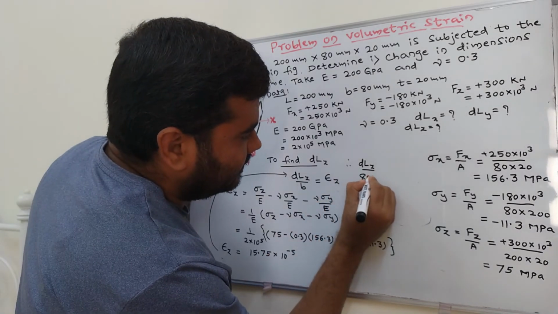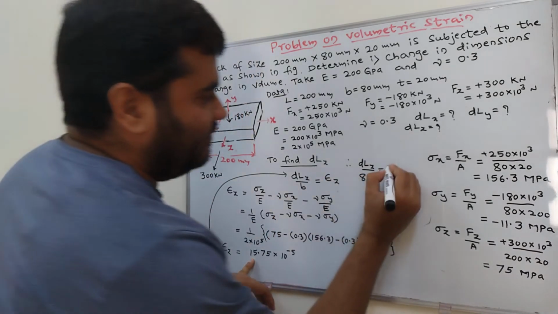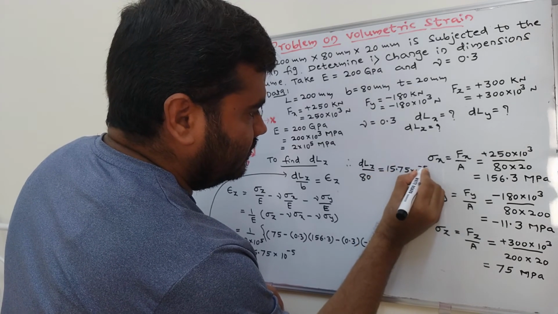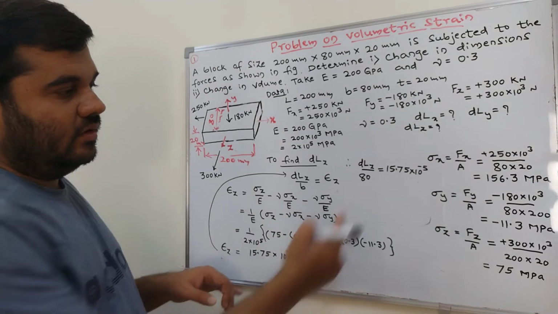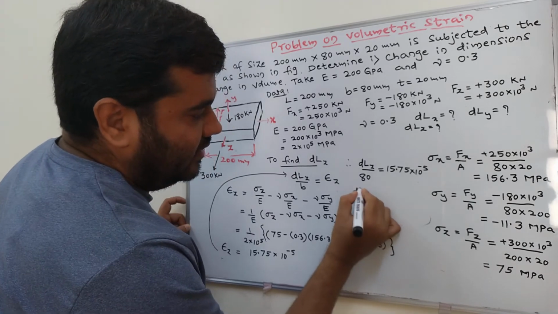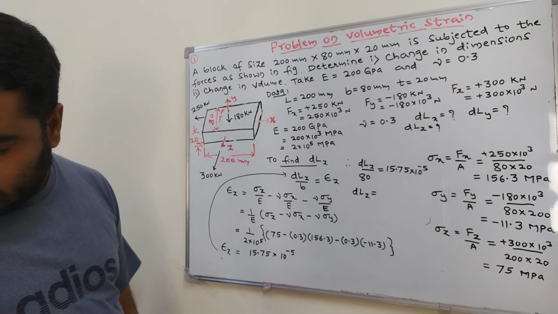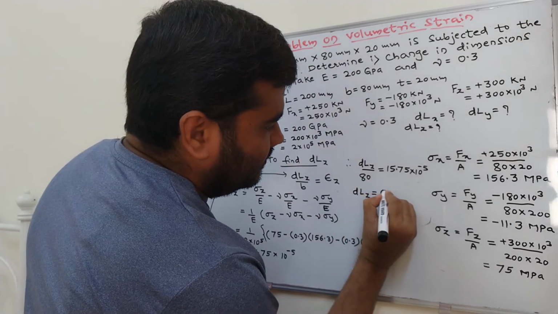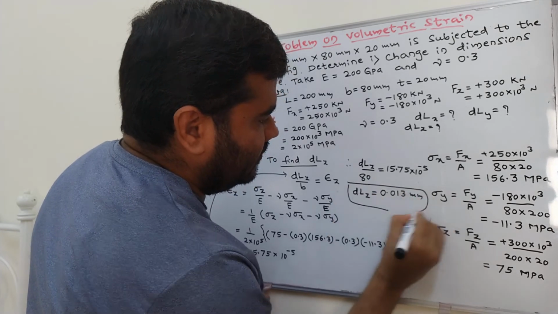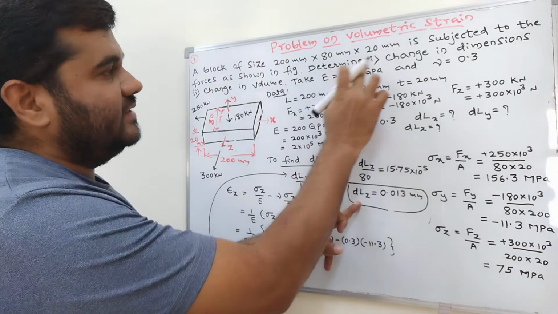That is 80 equal to the strain in z direction, 15.75 into 10 raised to minus 5. Now find the unknown value. Deformation in z direction, or change in length in z direction, after calculation you will get 0.013 millimeter. Okay, this is for the first bit.